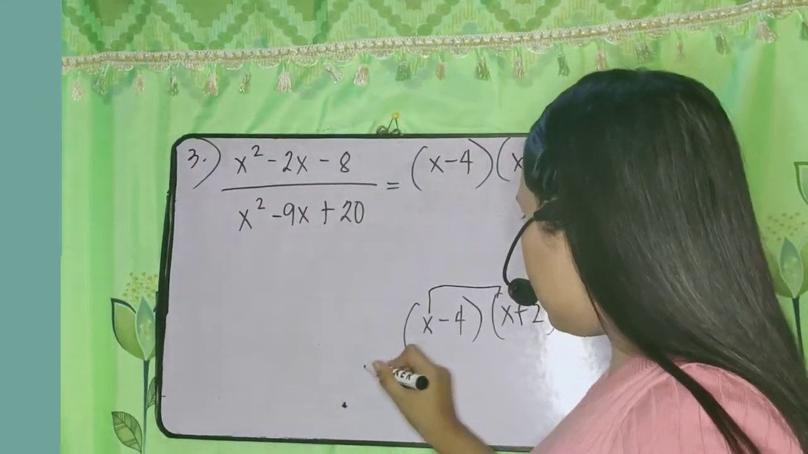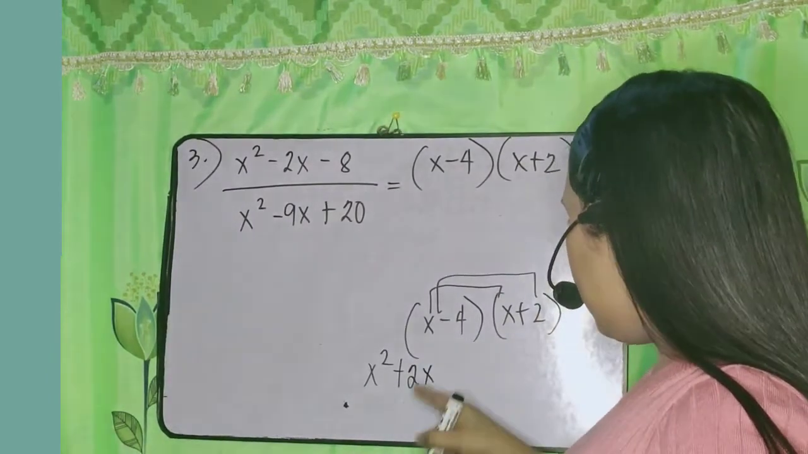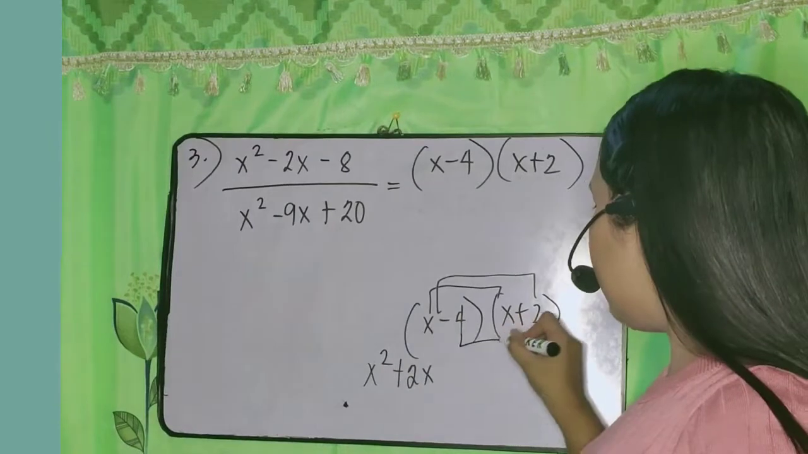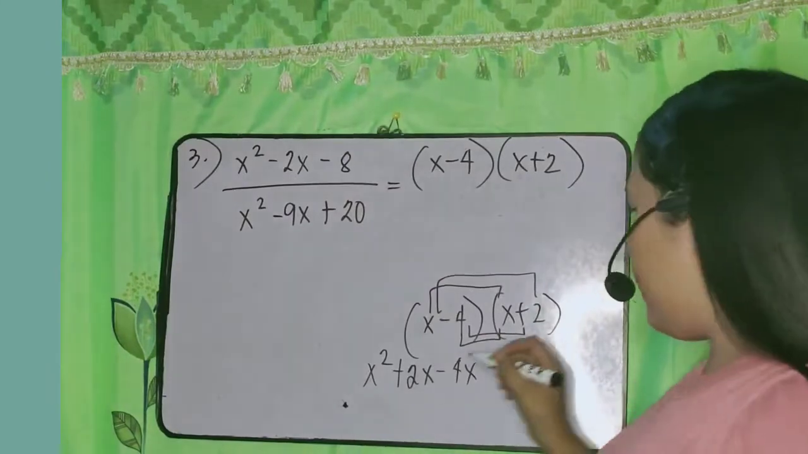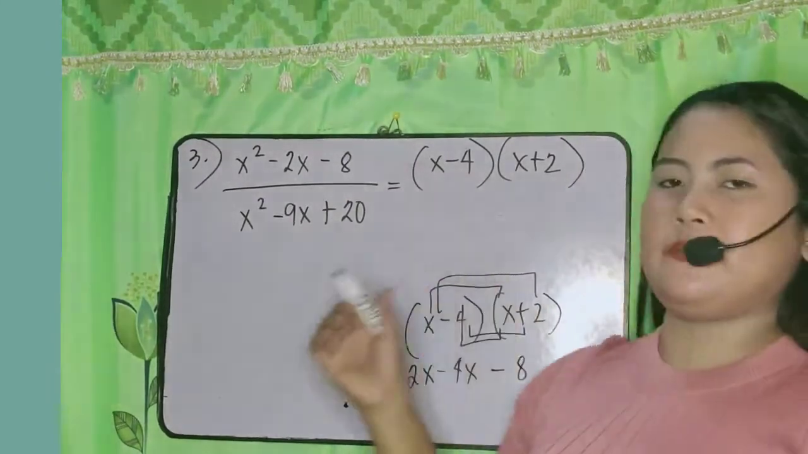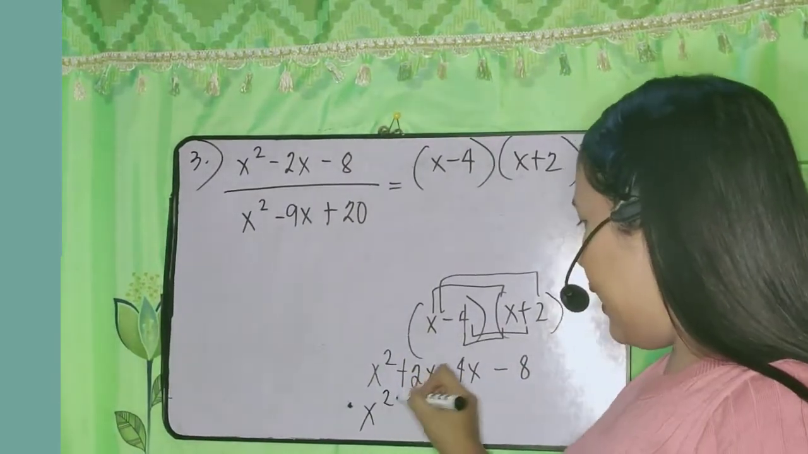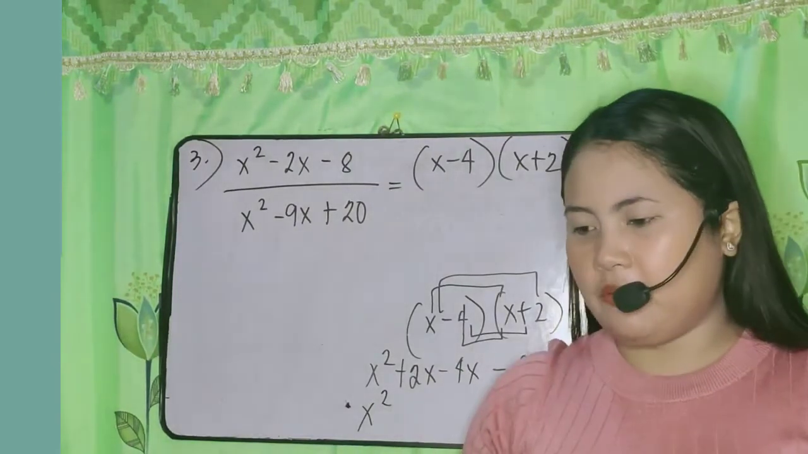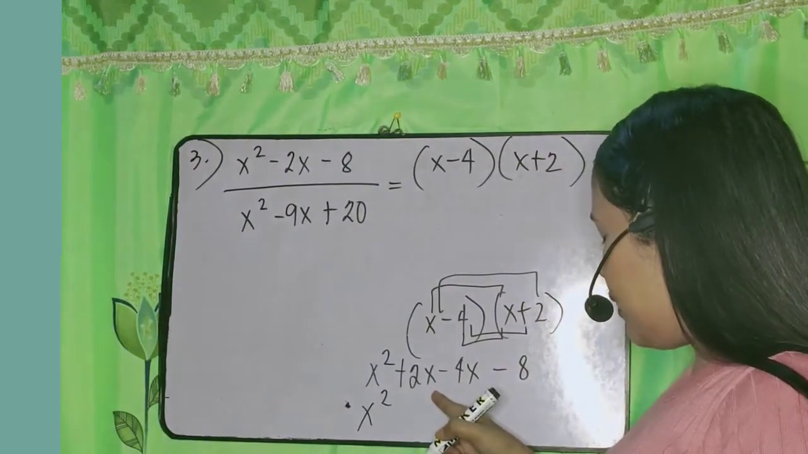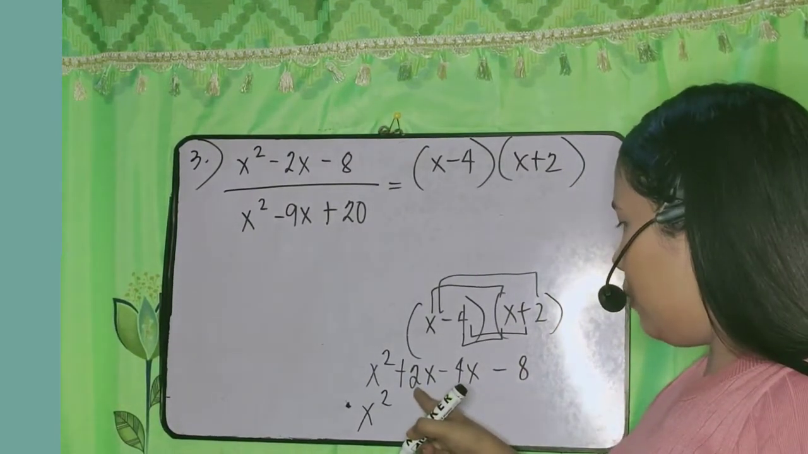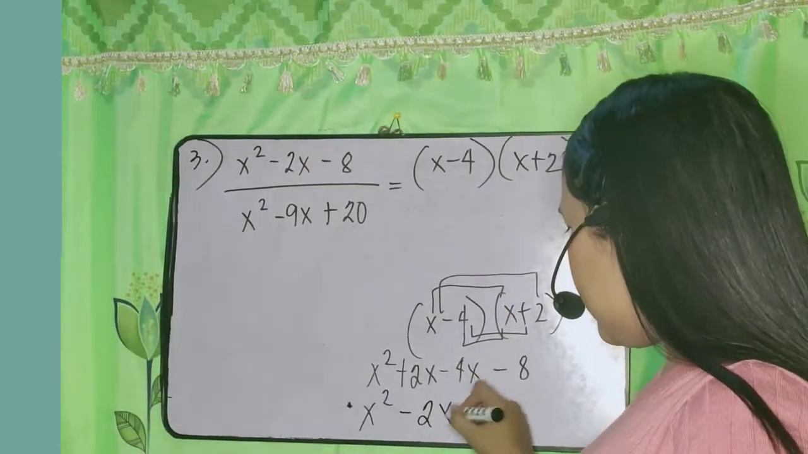Okay, so x times x, we have x squared. x times positive 2, we have positive 2x. The next is the inner terms. Negative 4 times x, we have negative 4x. And then negative 4 times positive 2, negative 8, because negative times positive is negative. And then simplify. Since nothing matches x squared, we just copy it. And then combine like terms. We can add or subtract the like terms. In here, we have like terms, which is x. So, positive 2 minus 4x, we have negative 2x, then copy negative 8.